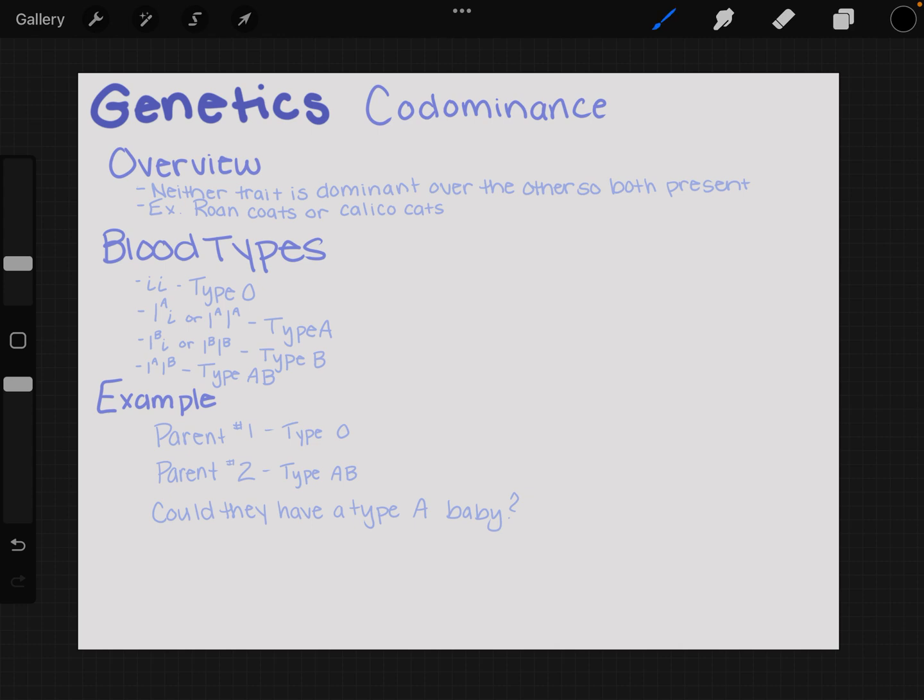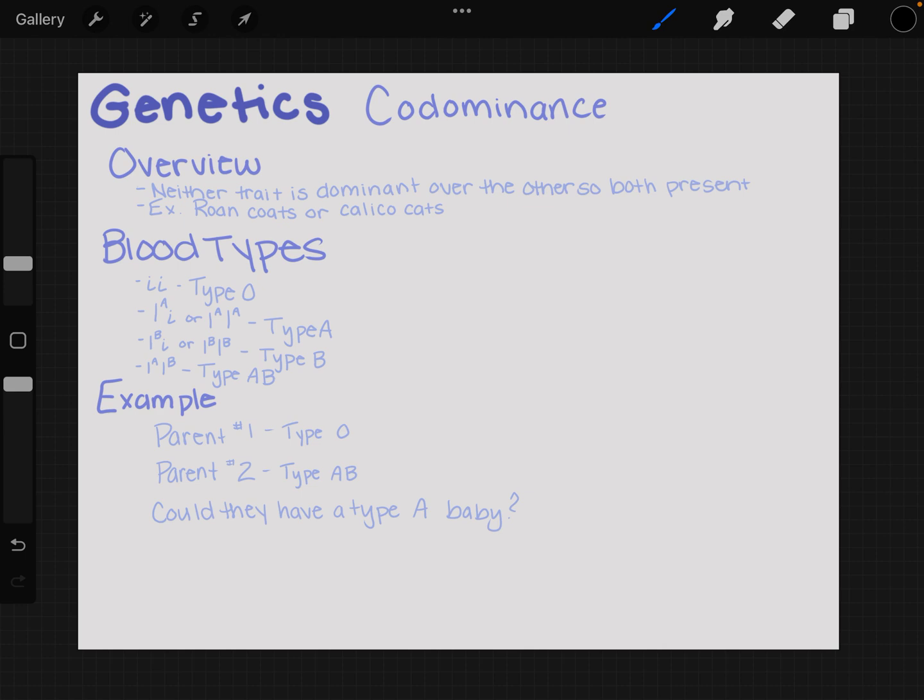Let's talk about codominance. An overview: codominance is when neither trait is dominant over the other, so both traits are present in the animal or plant or human. Two examples of this are roan coats and calico cats. Roan is when you see an animal, like a farm animal, that has white and red spots. Calico cats have the tabby cat coloring, but they're also multicolored. Being multicolored does not necessarily always mean codominance, but it is one example, right?